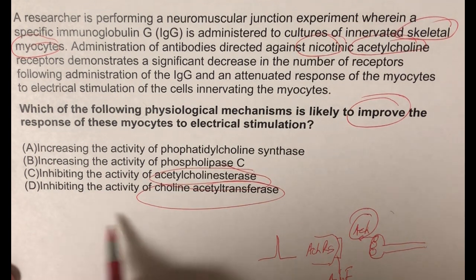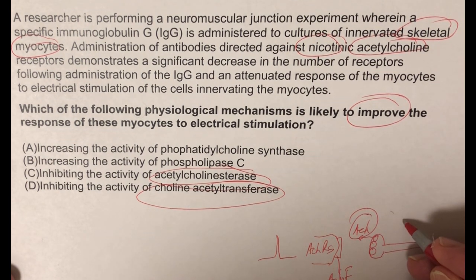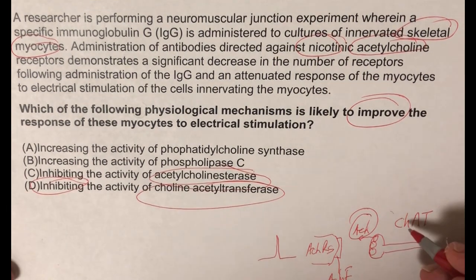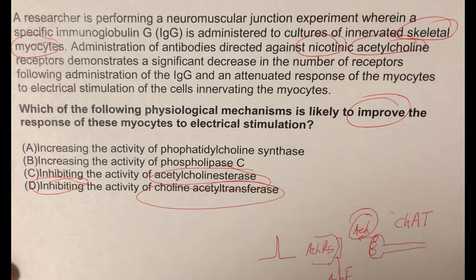Let's look at D, inhibiting the activity of choline acetyltransferase. Well, in the motor neuron, it's the motor neuron that makes the acetylcholine, and choline acetyltransferase, known as ChAT, is the enzyme in the motor neuron that we're looking for to make the acetylcholine. But if we inhibit that, we're going to inhibit the production of acetylcholine, the release of acetylcholine, and instead of improving the electrical response, we'll decrease the electrical response. Now, we have to be careful with all multiple choice questions that there aren't two possible answers that we have eliminated, because we're always looking for the best answer.